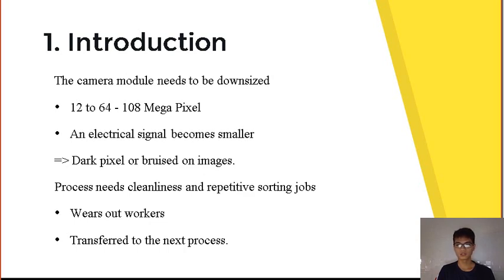The camera module is manufactured through various processes, and each process needs cleanness and repetitive sorting jobs for workers. This is repetitive work, which workers do, and apart from the monotonous work, it may be transferred to the next process.